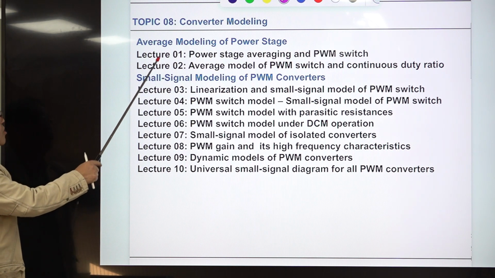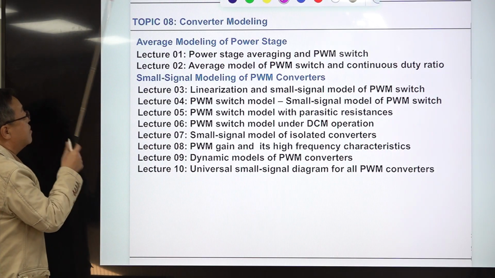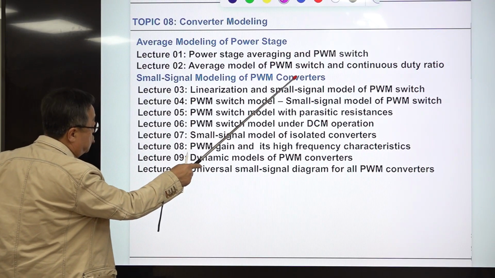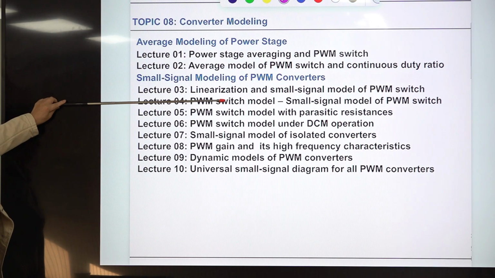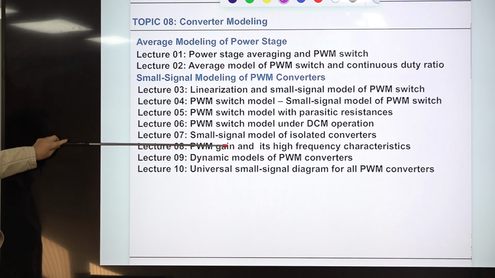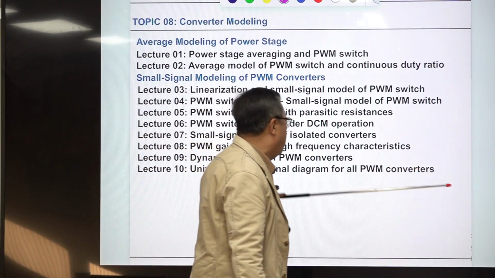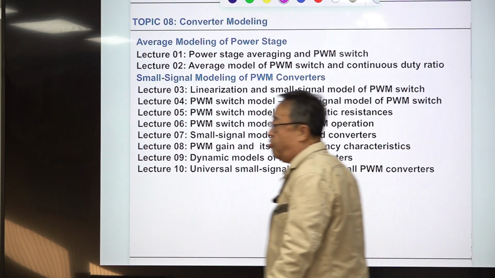This consists of 2 lectures, power stage averaging and the concept of PWM switch. And in lecture 2, we will get the average model of the PWM switch and some concept of continuous duty ratio. With that, we will follow these 8 lectures. Finally, we obtain the universal small signal diagram applicable to all PWM converters, non-isolated converters and isolated converters, and operating in CCM or DCM. That is our final goal.